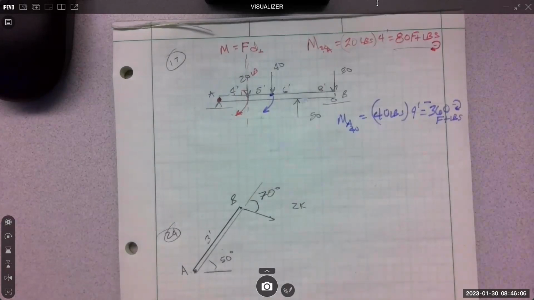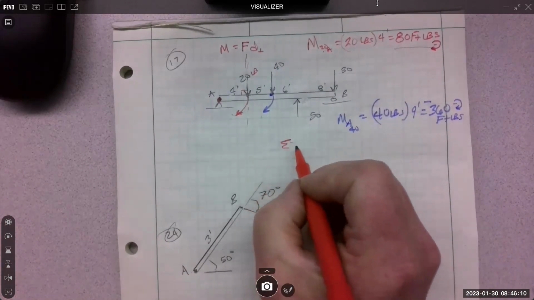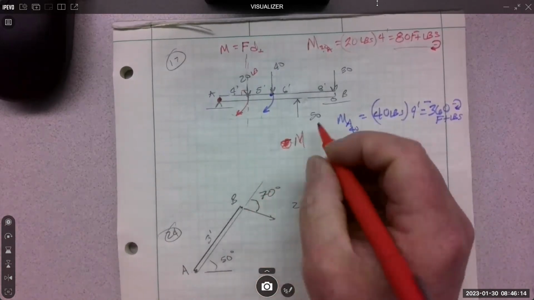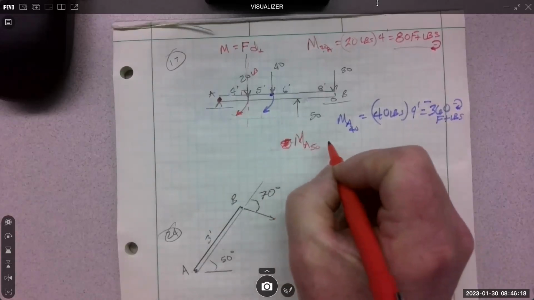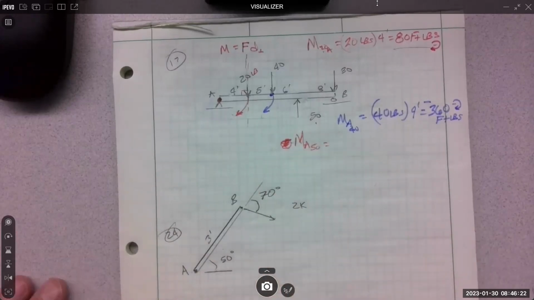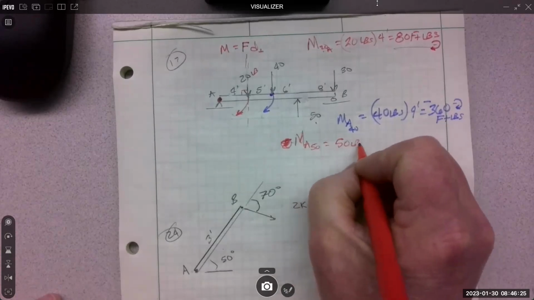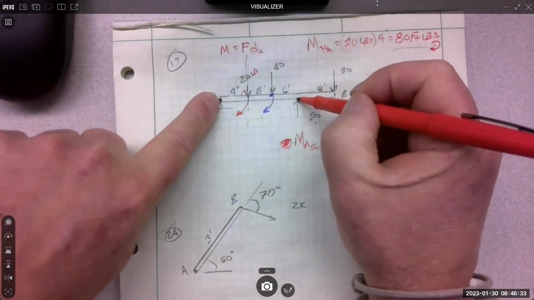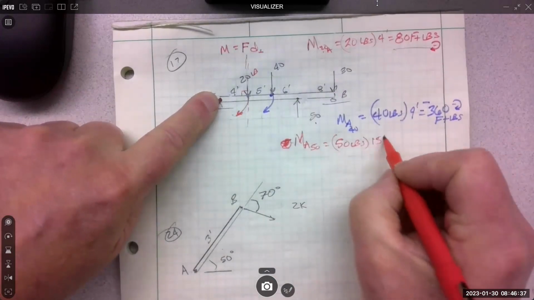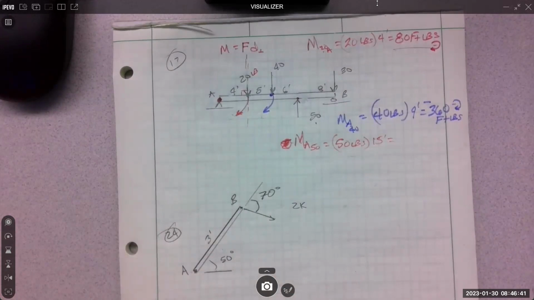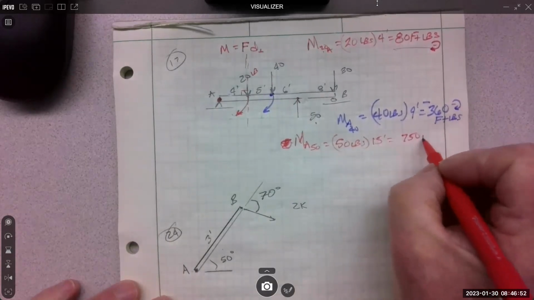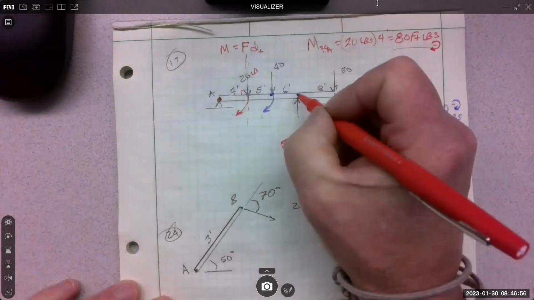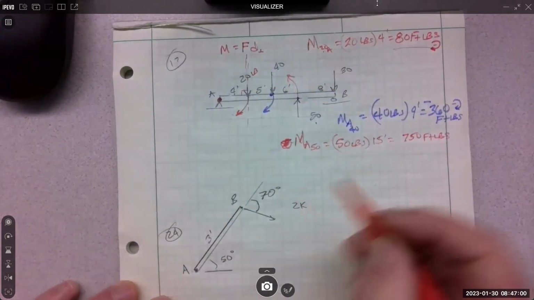It's not difficult when it's all vertical, so don't make it difficult. Oh, sorry, not summing yet. Moment about A of the 50. That's this one. What's the force? 50 pounds. What's the distance? From here to here is 6 and 5 and 4, 15 feet. Counterclockwise. 750 is the number. And this one, tie a string to it, let it go. It's going to rotate around that way. That is counterclockwise, or positive.